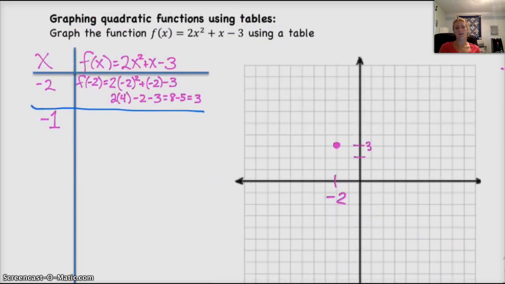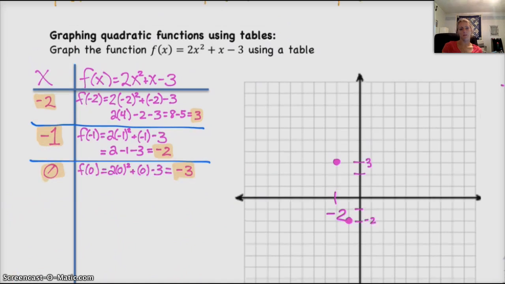So I pick another point, negative 1. I've got to find out what y is. So I plug negative 1 into the function, and then I have f of negative 1, and then simplify. If you plug negative 1 into the function, then you get y equals negative 2. So that's our new point, negative 1, negative 2. Okay, so then I have another point, 0, negative 3.